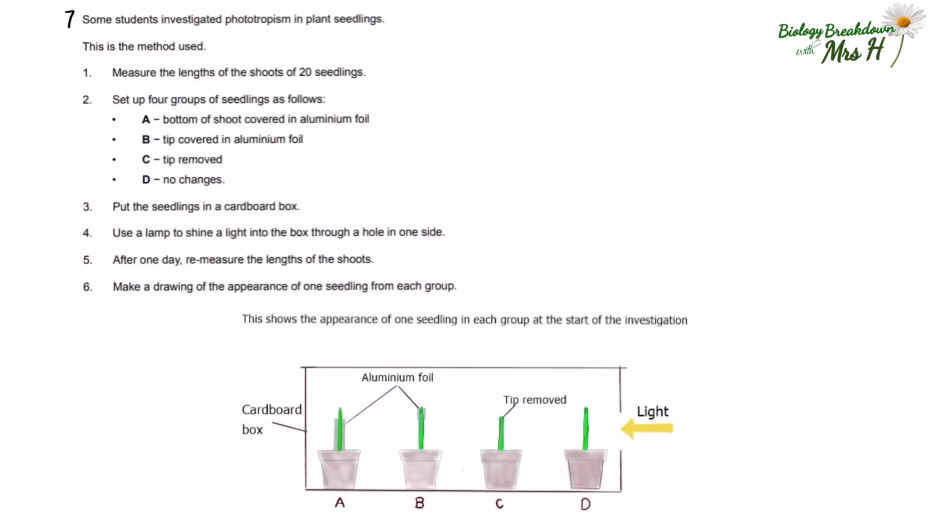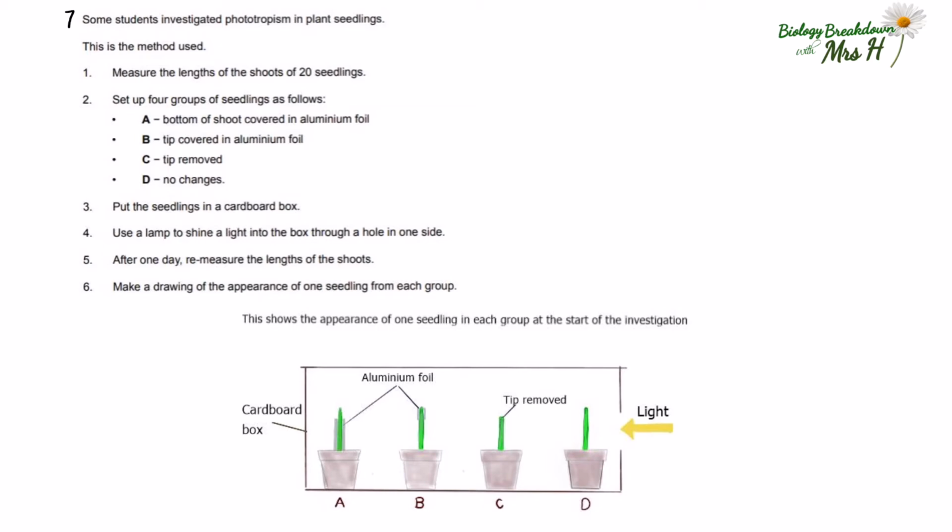Question 7. Some students investigated phototropism in plant seedlings. This is the method used. Measure the lengths of shoots of 20 seedlings. Set up 4 groups of seedlings as follows: A, B, C, D.